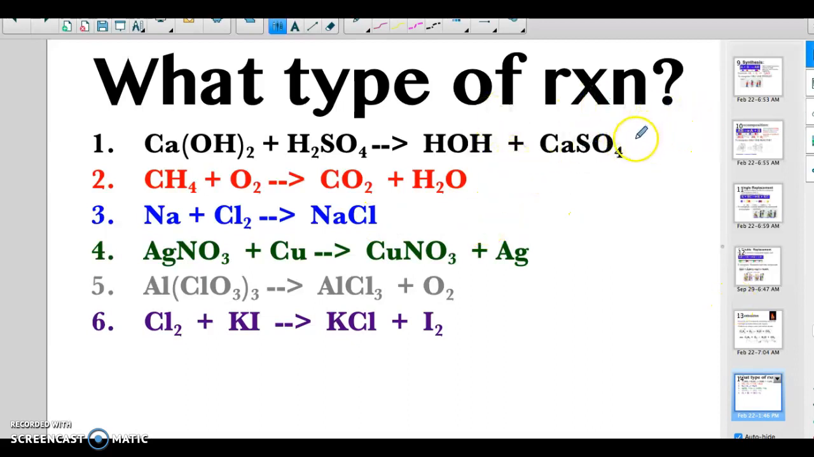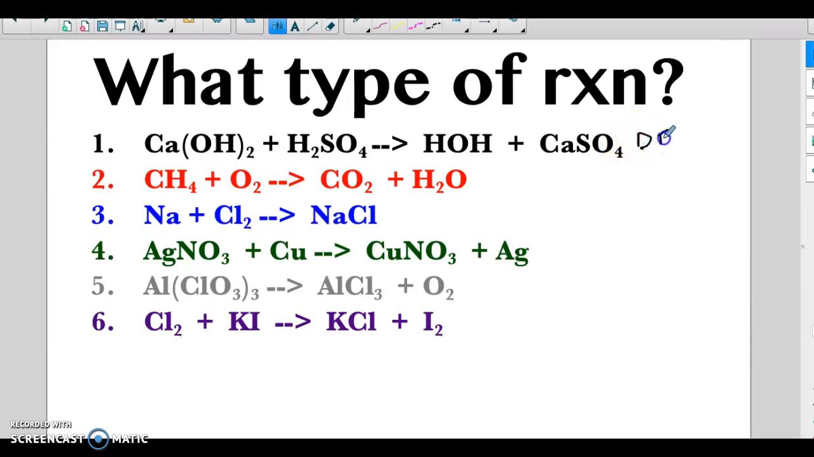Hopefully you had a chance to try those, and here we go. This would be a double replacement reaction. The calcium and the hydrogen are switching spots, and a giveaway there is also compound, compound, compound, compound. Notice I write water kind of weird, and we'll talk about that when we balance equations. This is water. It doesn't matter if you write it that way or this way.